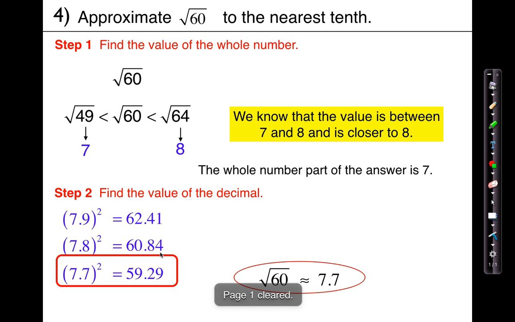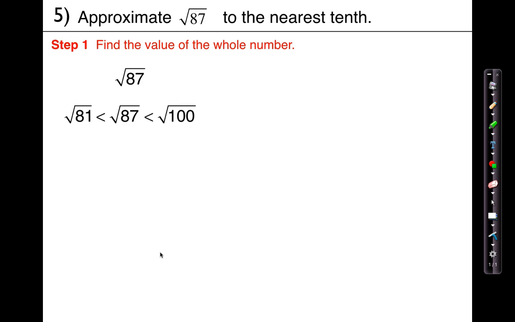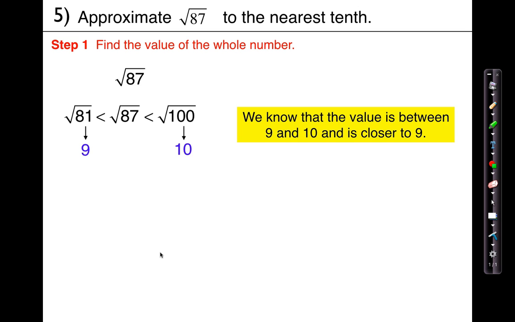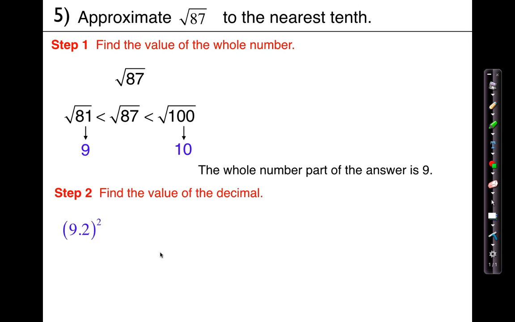Okay, let's go ahead and take a look at number 5. Go ahead and pause the video and try number 5 by yourself. Okay, so here hopefully you said that it's going to be between the square root of 81 and 100, which means it's going to be between 9 and 10. Definitely going to say it's closer to 9. Okay, so of course it's going to start with a 9. A good starting point might be to start with 9.2. Again, you might have picked something different, which is totally fine.